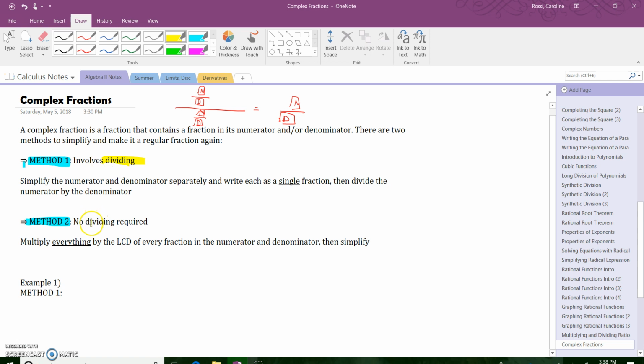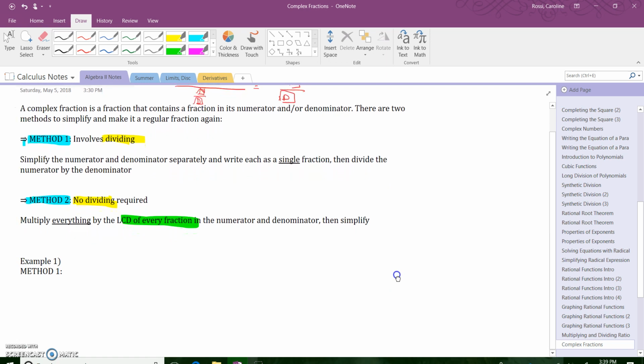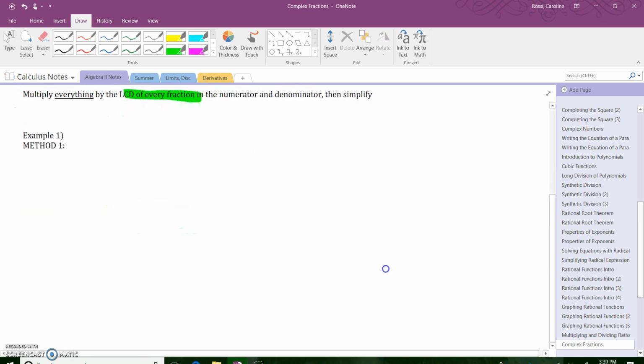Method 1 uses dividing. Method 2 allows you to skip the dividing step through a little trick involving the LCD of every fraction. Method 1 is the only method I learned in high school. Method 2 I learned later, so I'm going to show you both methods for the example and then you can choose which one you like better. So pause the video if you need to get these notes down, the introductory ones, so you have something to look back on. And let's start off with this example right here, which is going to look like this.